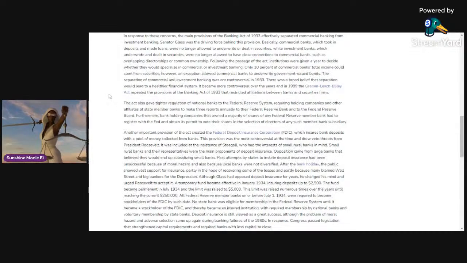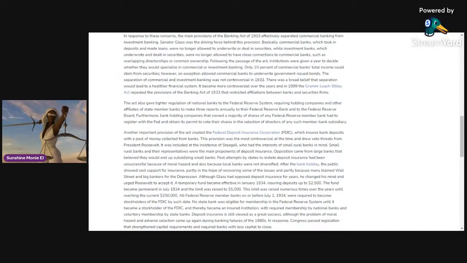So in 1999, the Gramm-Leach-Bliley Act repealed the provisions of the Banking Act of 1933 that restricted affiliations between banks and security firms. We're back to 1933, y'all. The act also gave tighter regulation to national banks, to the Federal Reserve System, requiring holding companies and other affiliates of state member banks to make 3 reports annually to their Federal Reserve Bank and to the Federal Reserve Board. Furthermore, bank holding companies that owned a majority of shares of any Federal Reserve member bank had to register with the Fed and obtain its permit to vote their shares in the selection of directors of any such member bank subsidiary.